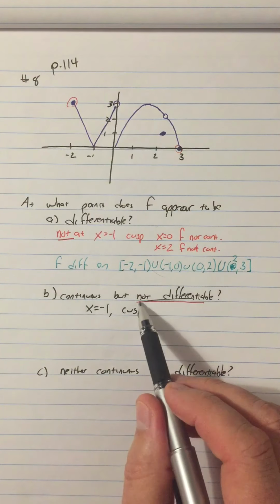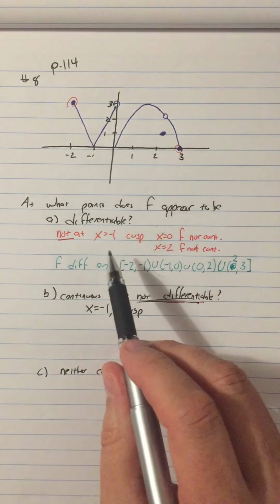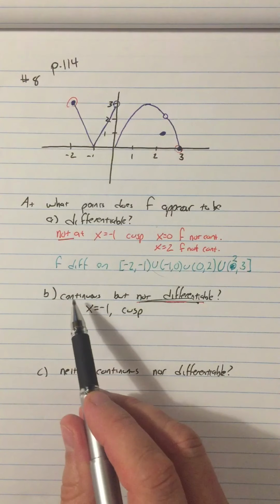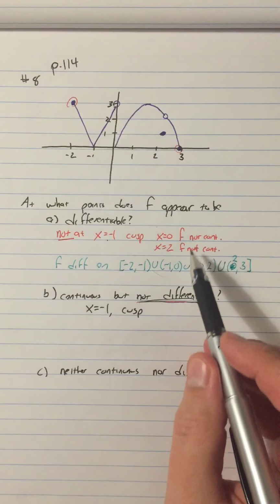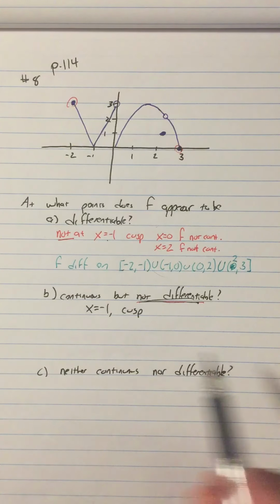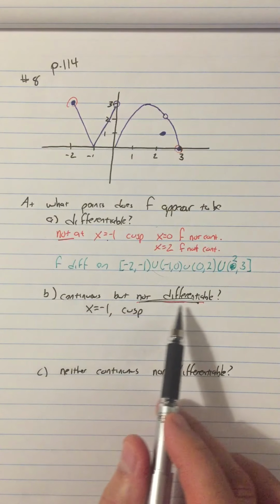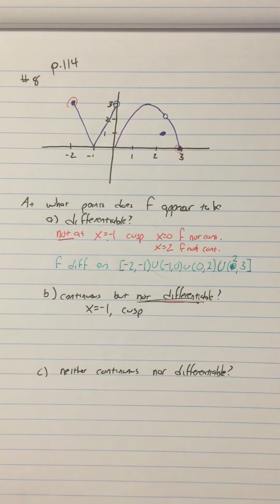Because the other points, where is this not differentiable? Not differentiable, we know at -1, 0, and 2. But where is f continuous nevertheless? Only at -1, because at the other 2 points f is not continuous. So the only point where f is continuous but not differentiable is x equals -1, that's our cusp.